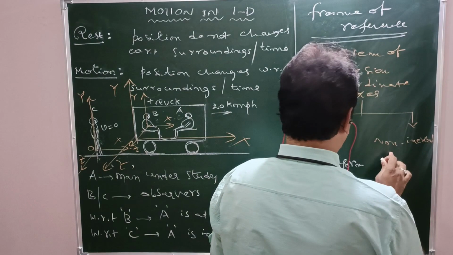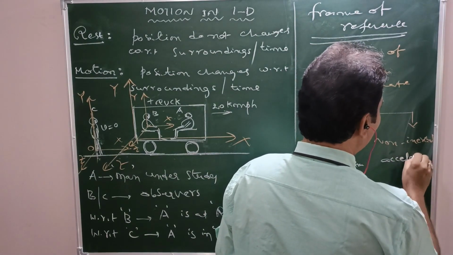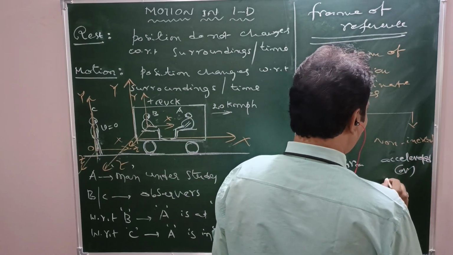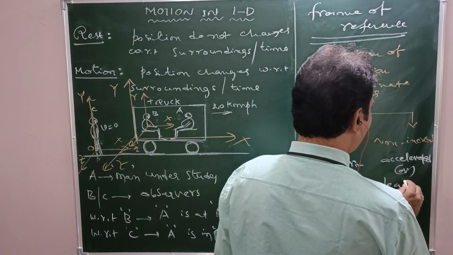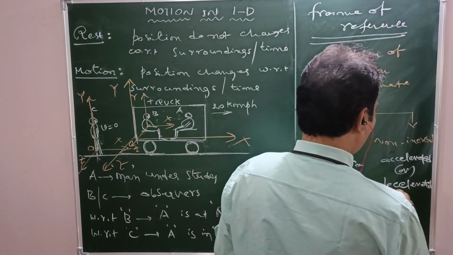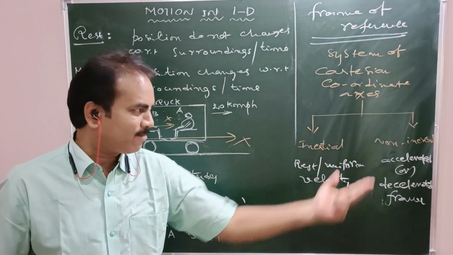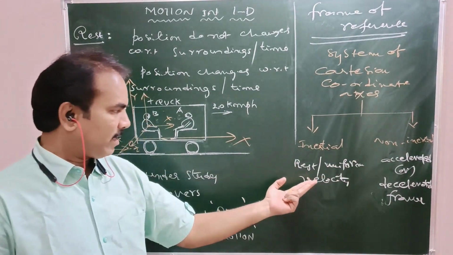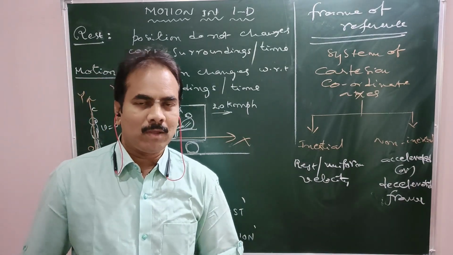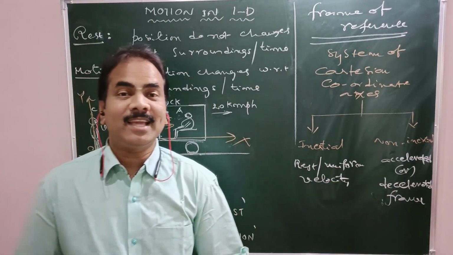So what is the criterion here? An accelerated or decelerated frame is said to be a non-inertial frame. A frame which is at rest or moves with uniform velocity is said to be an inertial frame. That is how we can have two frames: one is inertial and another one is non-inertial frame.